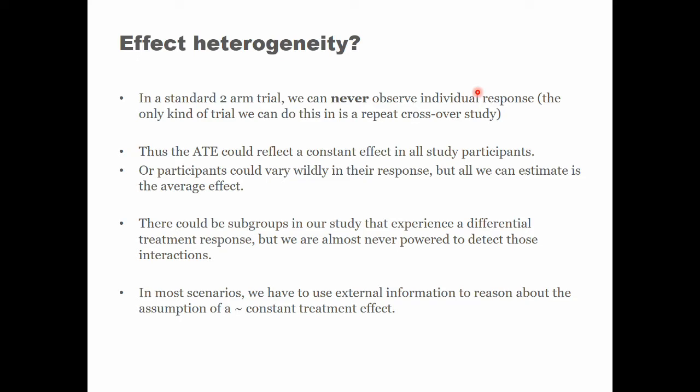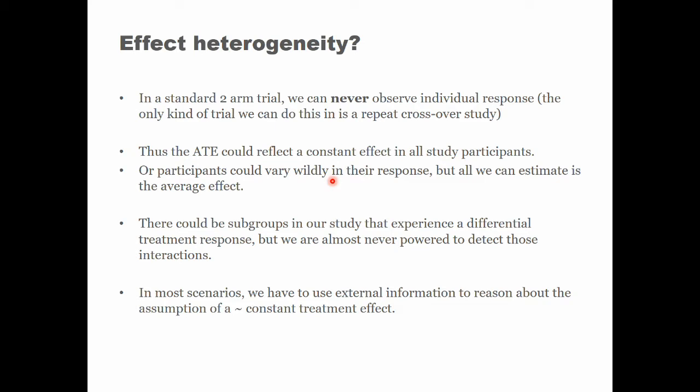And so what that means is that the average treatment effect could reflect a constant effect in all study participants. In other words, it might be that everybody in the study responded to the treatment the exact same way and got the exact same benefit. Or participants could vary in their response. Right? It could be that some people did well under the drug and some people didn't. There's no way for us to know who did well and who didn't, or even to know that some people did better or worse. All we can do is estimate the average effect. All right, so it's really important to understand that.